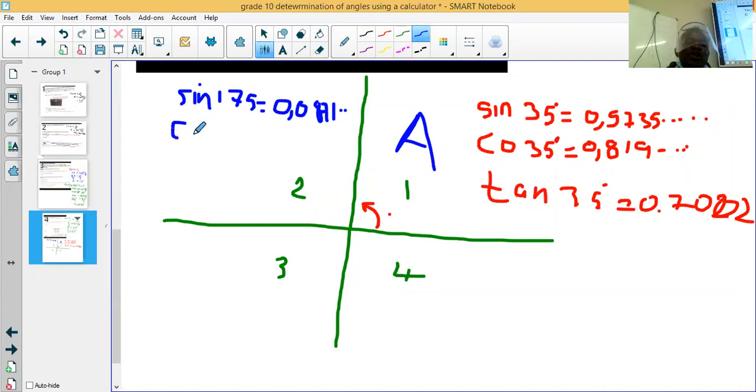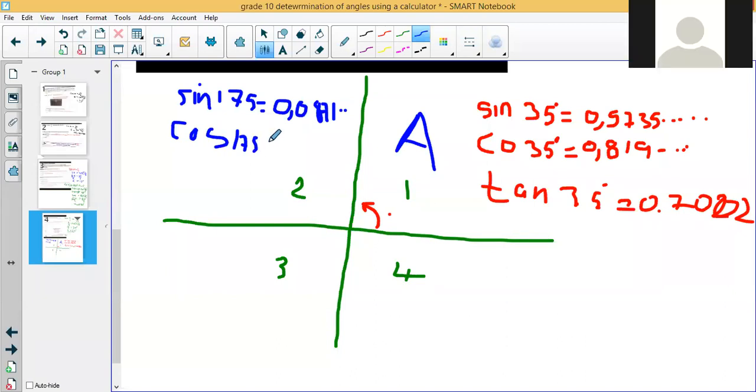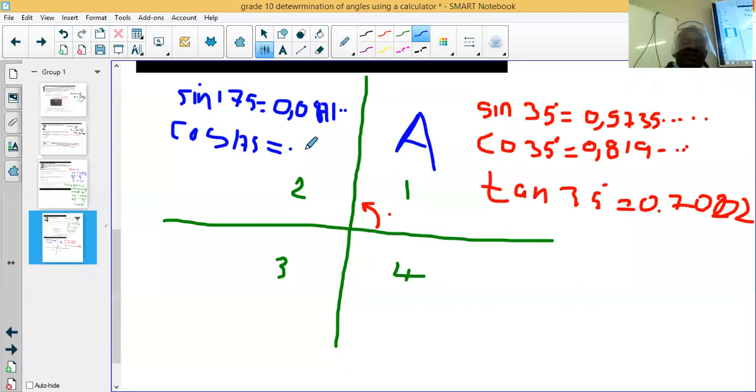Let us go on to cosine 175. Cosine 175. What did you get? Negative 0.9961. So now let us look at this one.